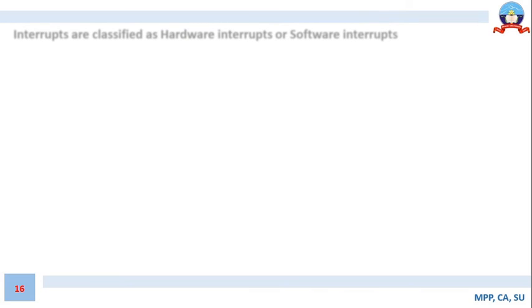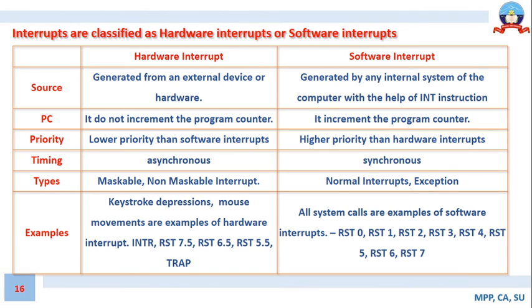Now, as we have learned, interrupts can be classified in different categories. One way of classifying interrupts is hardware interrupt and software interrupt. Some of the interrupts are hardware interrupts, some are software interrupts. Hardware interrupts are interrupts that are raised by devices, whereas software interrupts are raised through software programs or programming instructions. So these are some of the important descriptions of hardware interrupt and software interrupt.